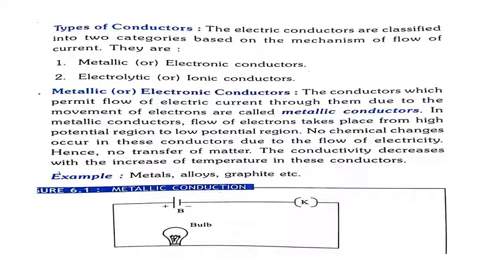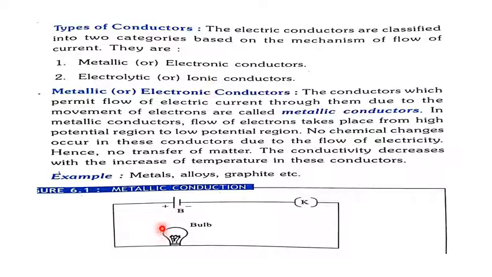Okay, next we discuss types of conductors. The electric conductors are classified into two categories based on the mechanism of flow of current. They are metallic or electronic conductors, and second, electrolytic or ionic conductors. First, we discuss metallic or electronic conductors.